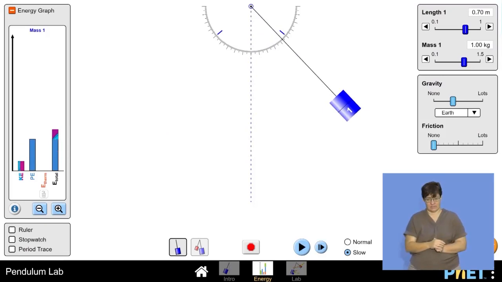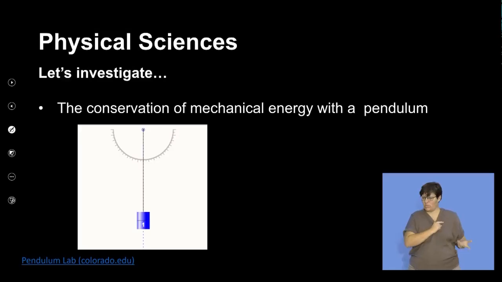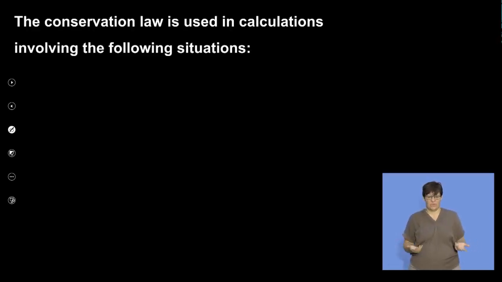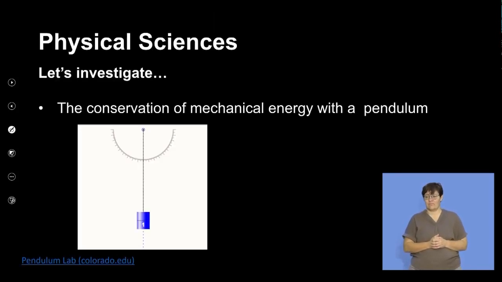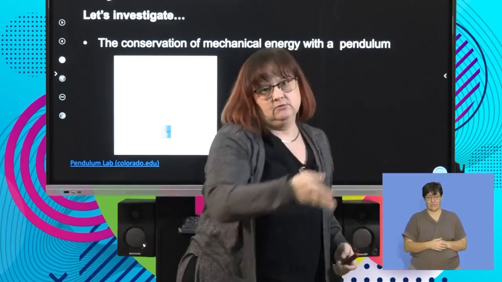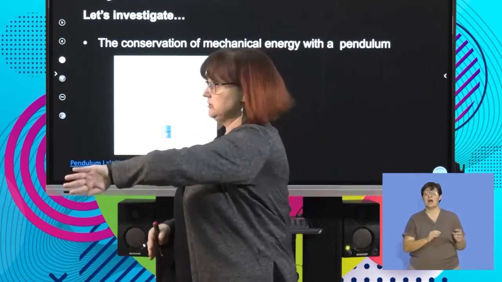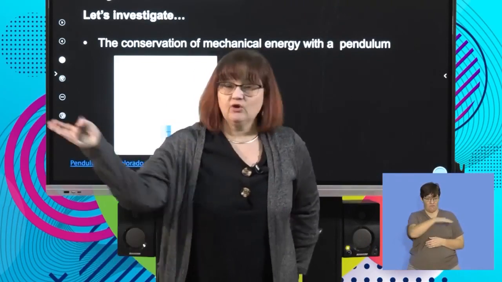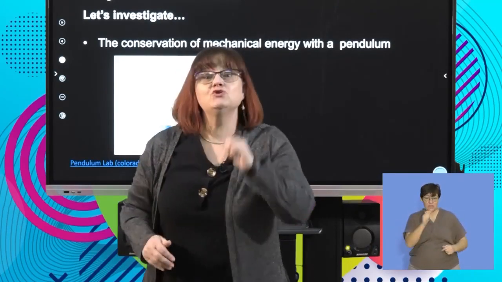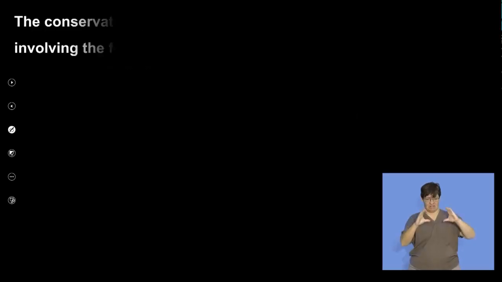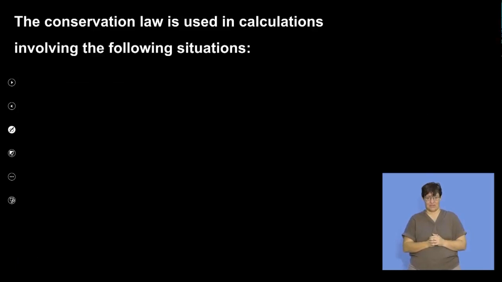Why did we have to do this? Because when we look at this, it's circular motion. Equations of motion are for linear motion. So you can't use equations. It's not going straight. When do we use the conservation law and calculations?